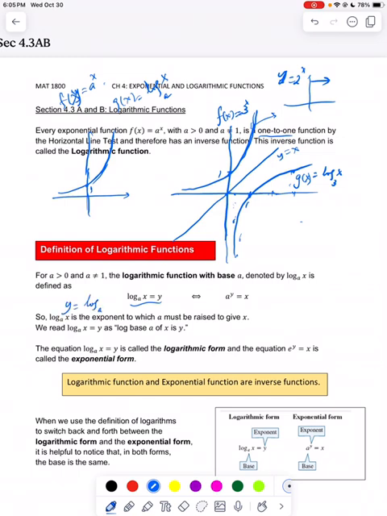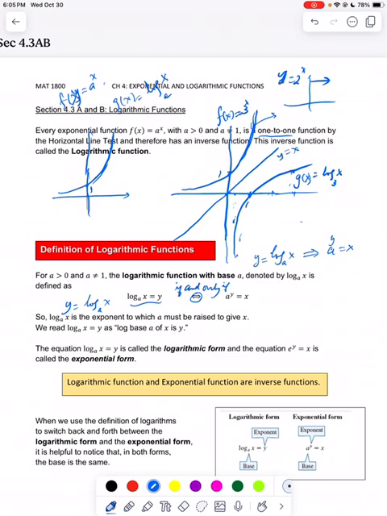You can read it like this, log of x to the base a, then this sign means if and only if, which means this goes both ways. So if we have y is equal to log of x base a, then this can be written as a to the y is equal to x.